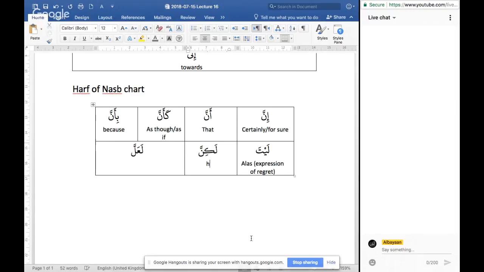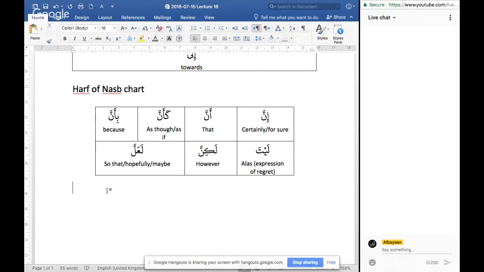Lakinna is however, and La'alla is so that, hopefully, maybe, perhaps, and similar meanings, okay? That's La'alla.